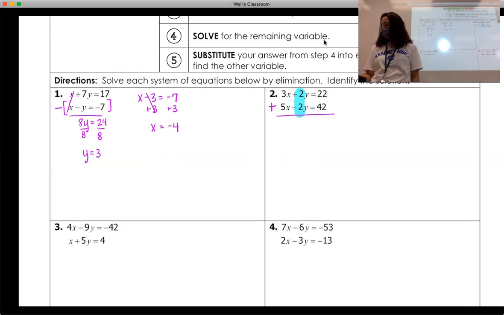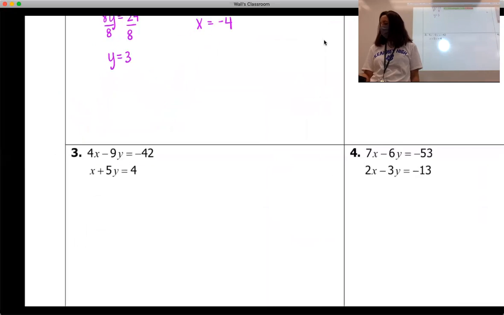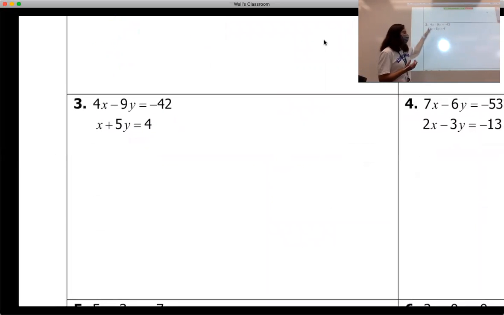But if we come down here to problem 3, we don't have any matching coefficients. If we look at our x's, we've got 4 and 1. Those are not opposites, they're not the same.